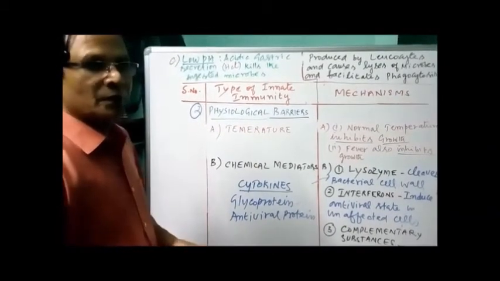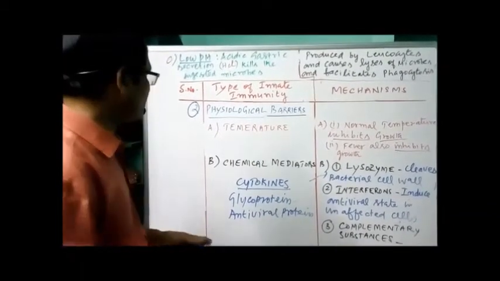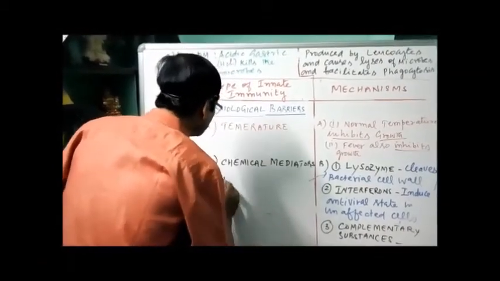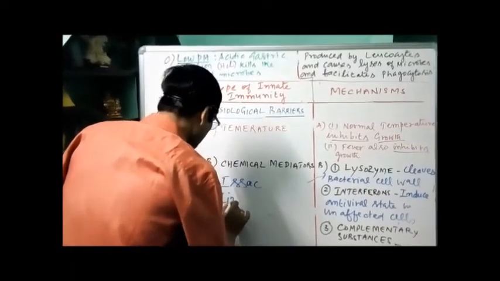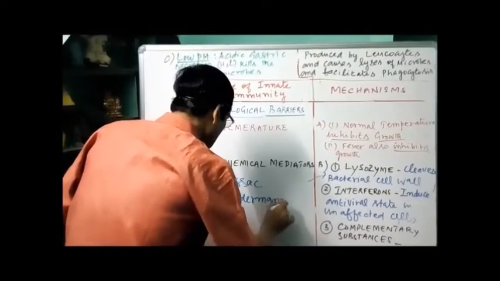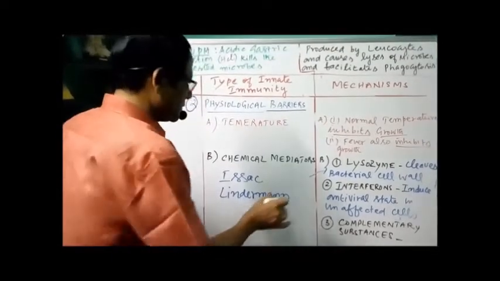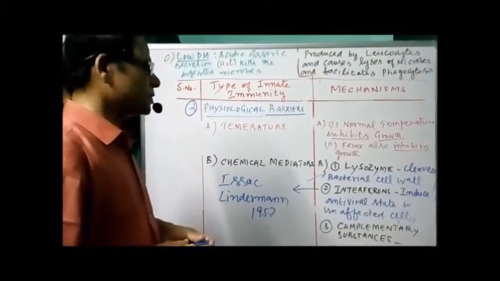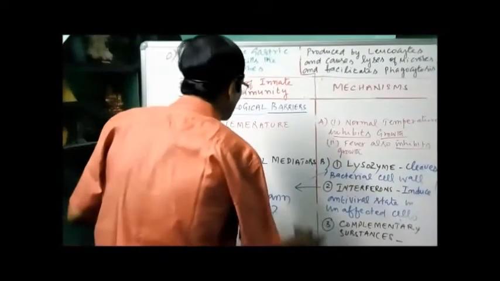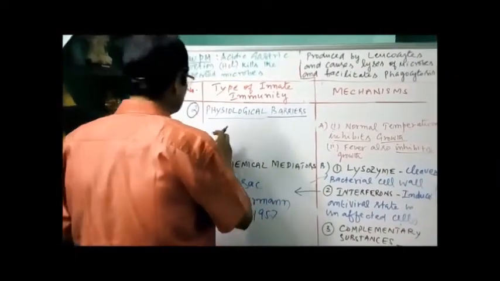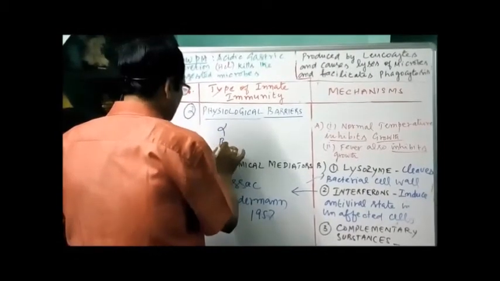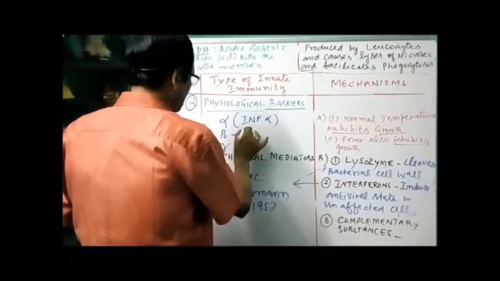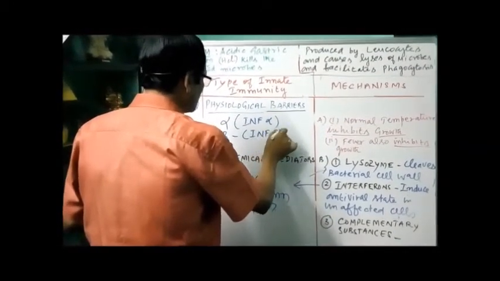Now the interferons were first reported by two people, Isaacs and Lindenmann, in 1957. There are three types of interferons. They are alpha interferons, beta interferons and gamma. Simply we can say IFN alpha, IFN beta, then IFN gamma.